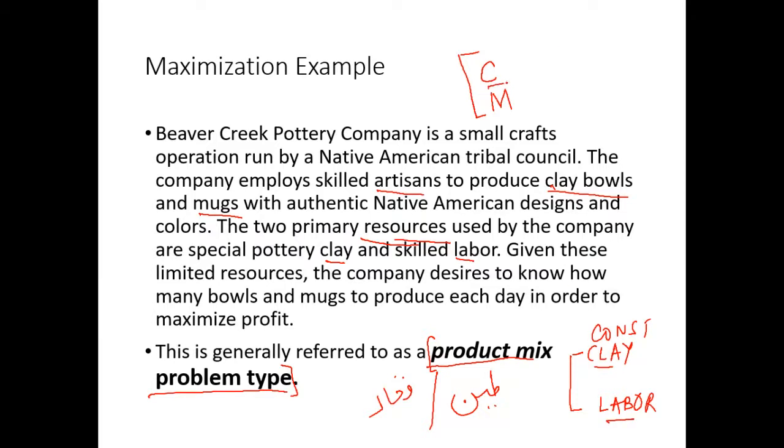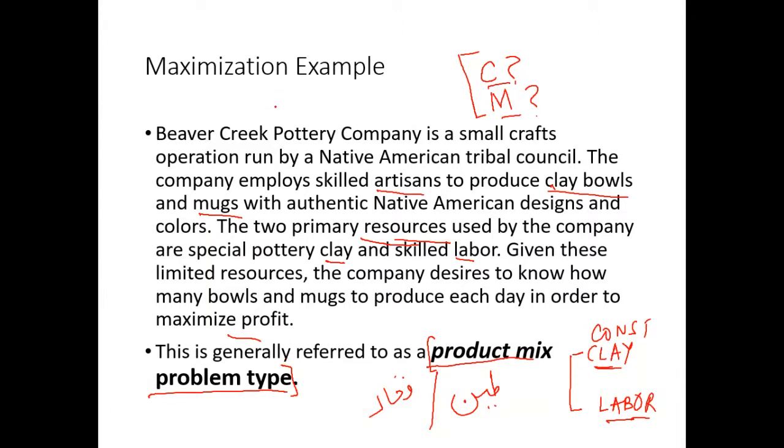Two products, the clay bowls and mugs, given these limited resources. Every company has a limit, so this company also has a limit. Within the limited resources, the company wants to know the number of clay bowls and mugs to produce in order to maximize the profit. So the question is very clear now.